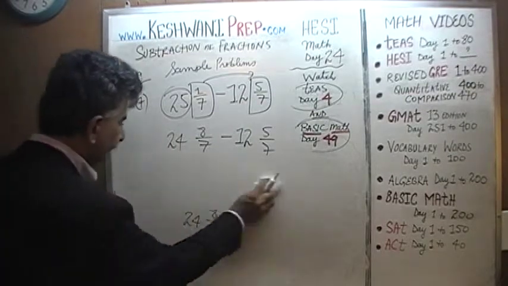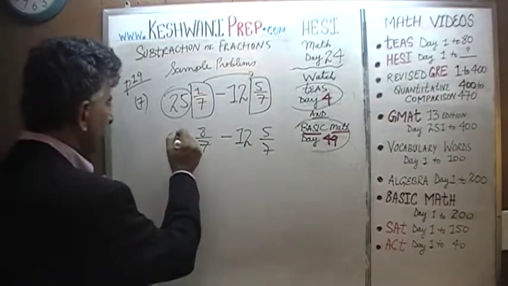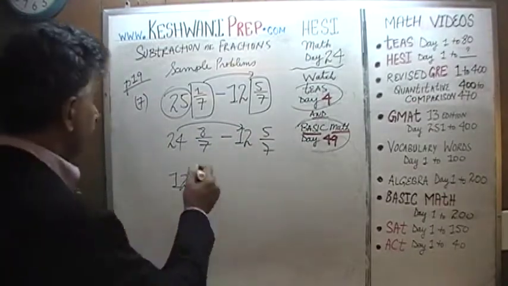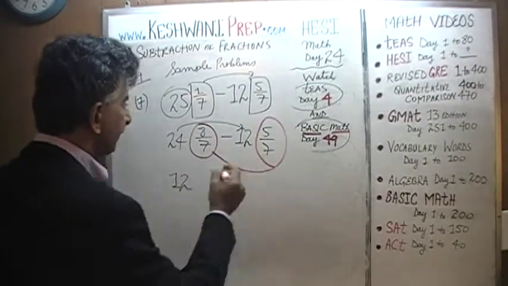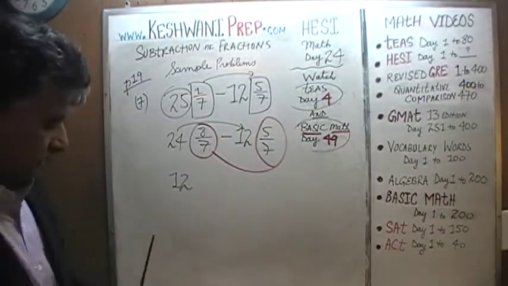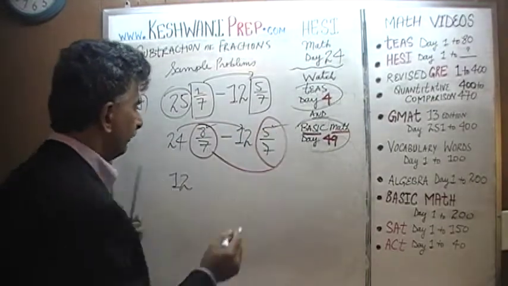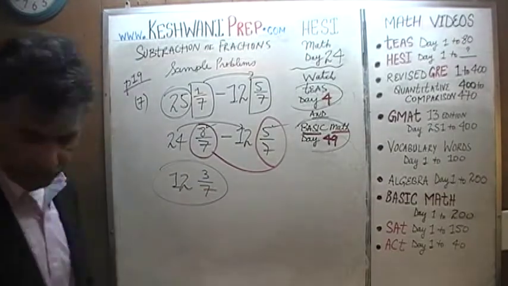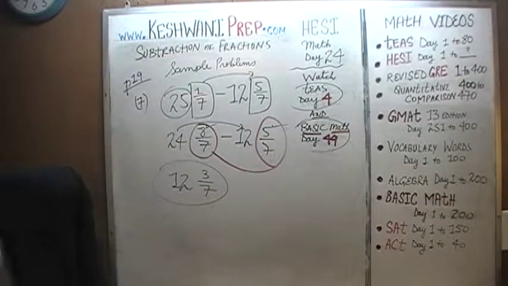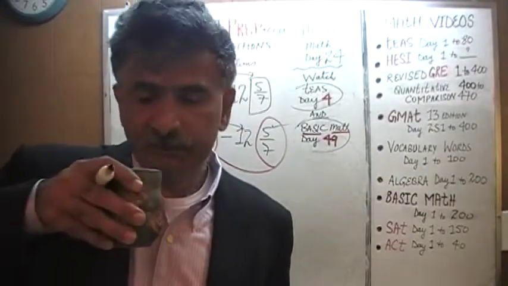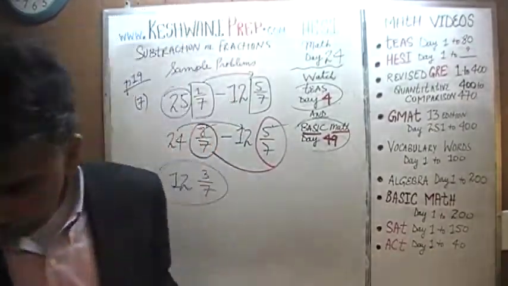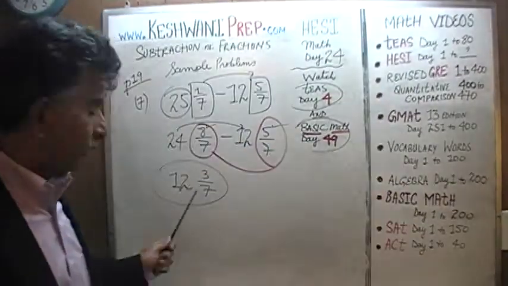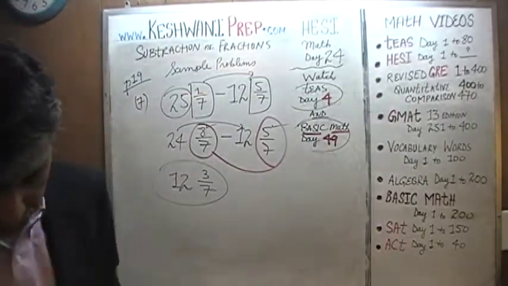We need the room. So now we can simply subtract the whole numbers. 24 minus 12 is just 12. And now we can take care of our fraction. 8/7 minus 5/7. 8 minus 5 is 3/7. Voila, there's your answer. The final answer is 12 and 3/7. 25 and a 7th minus 12 and 5/7 turns out to be equal to 12 and 3/7. Let's go on to number 8.